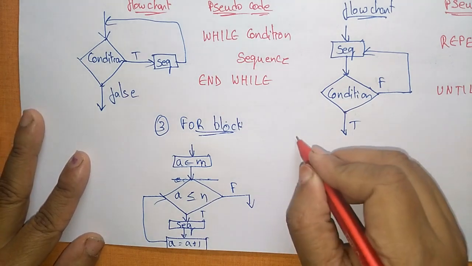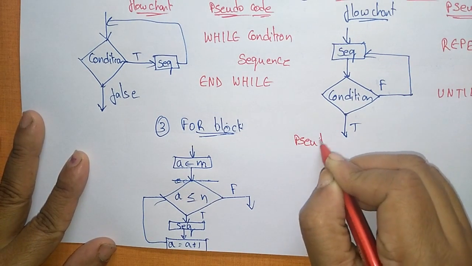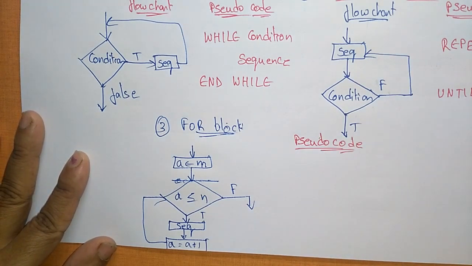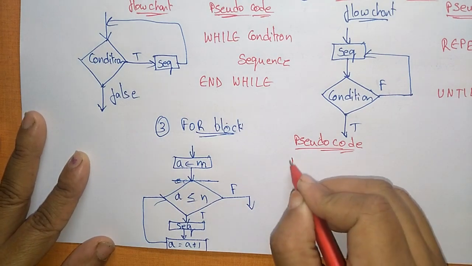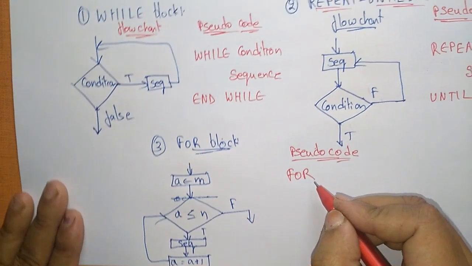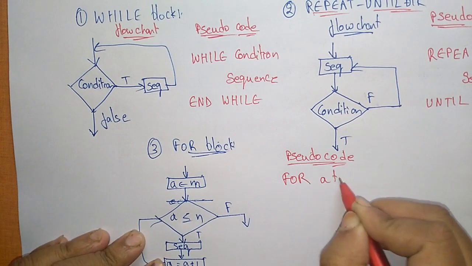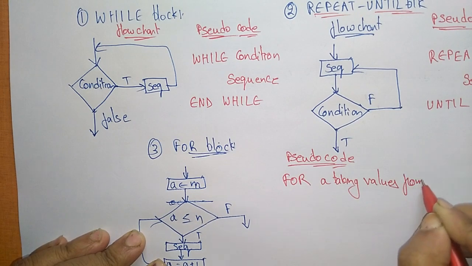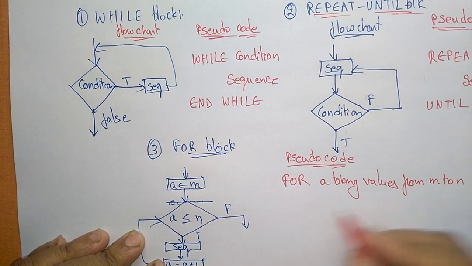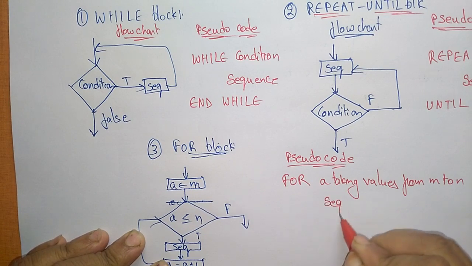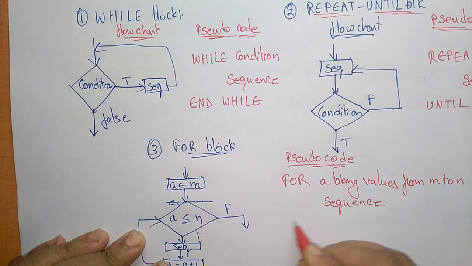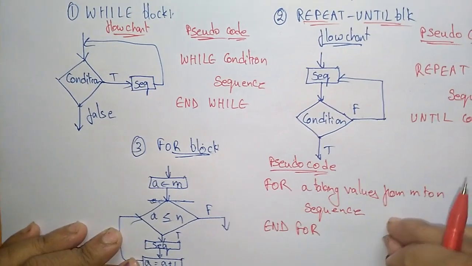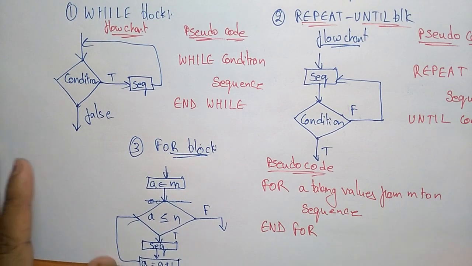Now let us see the pseudocode for this for loop. How do you write it? FOR, in capital letters because this is a keyword, FOR taking values from M to N, execute the sequence of steps, and ENDFOR. This is how you write the for loop in pseudocode.